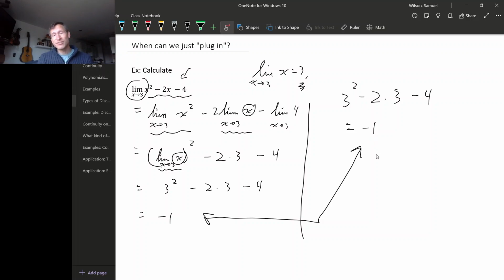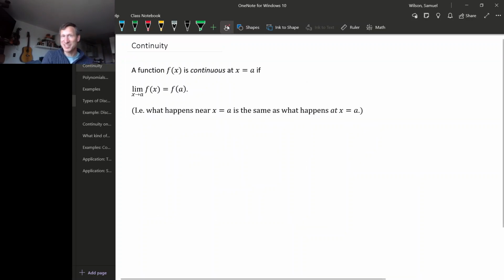So it's a good idea to first of all name this phenomenon, and second, make note of when exactly this phenomenon happens, because if we know that this is happening, it's going to be easier to evaluate the limit just by plugging in the x value. But to do that, we need to know ahead of time that that's okay. Well, first let's give this phenomenon a name. The name that mathematicians have chosen is continuity.